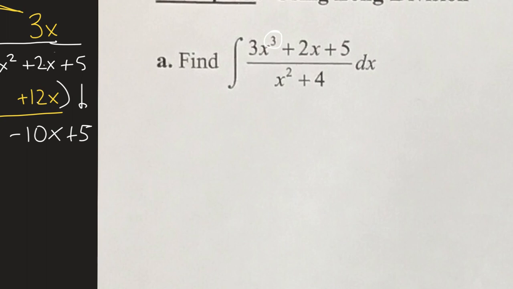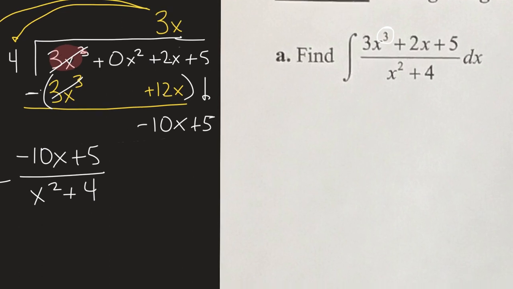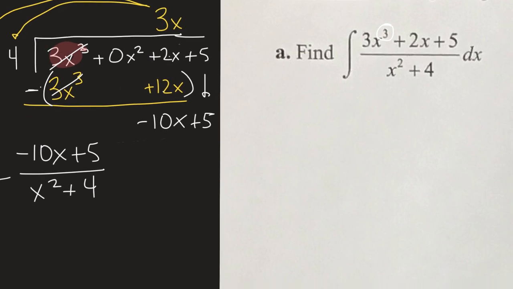Whenever we have a top-heavy rational function in calculus, we have to do some polynomial long division in order to write it as something that hopefully we can use u-substitution for. That's what we've been studying for a couple of days. So we want to see if we can use some u-substitution to take the integral of this thing.